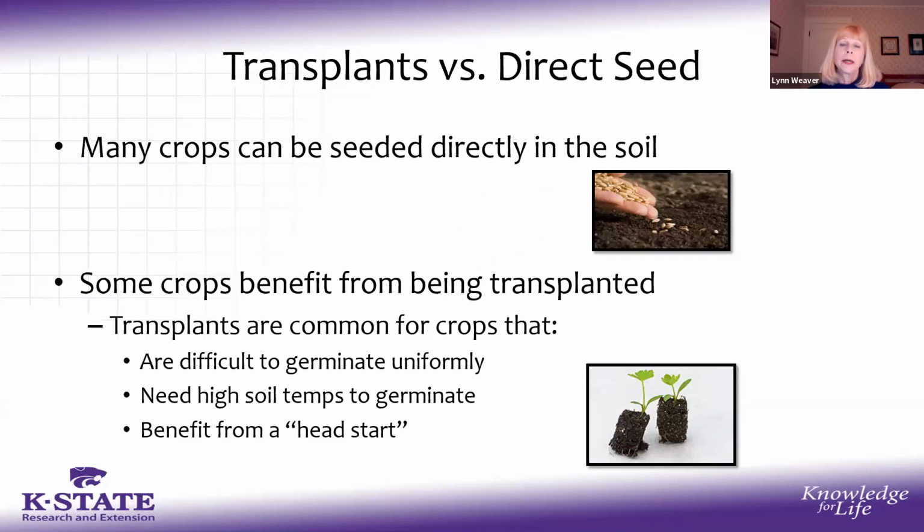Some crops can be planted directly in the soil. Larger seeds like beans, for example, look at your package and plant those. I think it says maybe 4 or 6 inches apart. Just put those right in the ground in a shallow furrow. Some crops benefit from being transplanted. Those would be things that are difficult to germinate uniformly, seeds that need high soil temperatures to germinate, or plants that benefit from a head start.